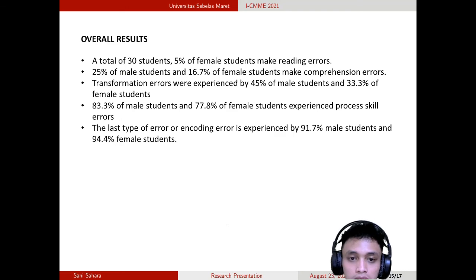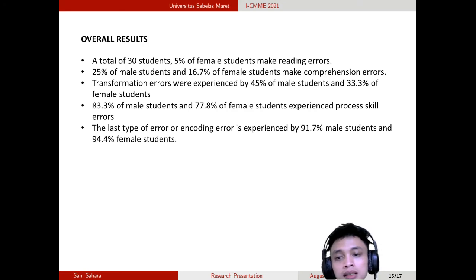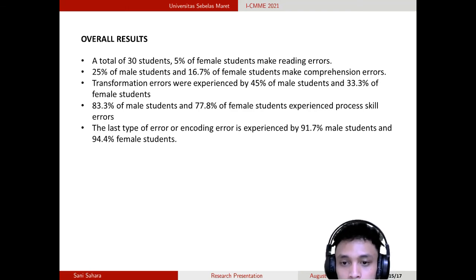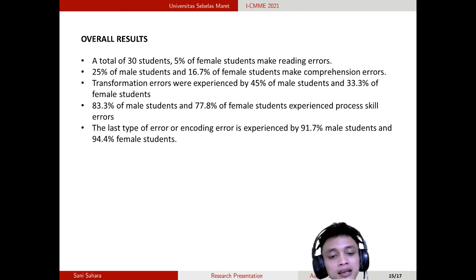So the overall results, total of 30 students: there are 5% of female students who make reading errors. Then 25% of male students and 16.7% of female students make comprehension errors. Transformation errors were experienced by 45% of male students and 33.3% of female students. 83.3% of male students and 77.8% of female students experience process skill errors.